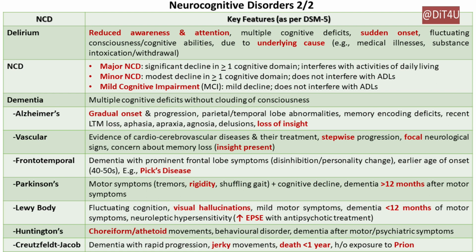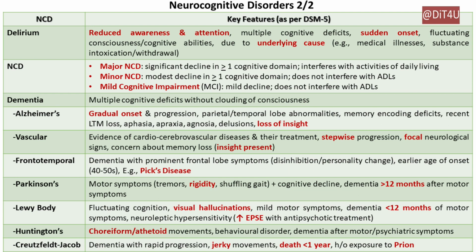Then you have Parkinson's dementia, wherein cognitive deficit happens in the background of motor symptoms such as tremors, rigidity, and shuffling gait. Then you have cognitive decline, and the dementia therefore occurs after 1 year, more than 12 months of motor symptoms. Lewy body dementia is characterized by fluctuating cognition, visual hallucinations, mild motor symptoms, dementia of less than 12 months of motor symptoms, and neuroleptic hypersensitivity. That means an increased chance of having extrapyramidal side effects with antipsychotic treatment, even if you're giving a low dose of antipsychotic medication.